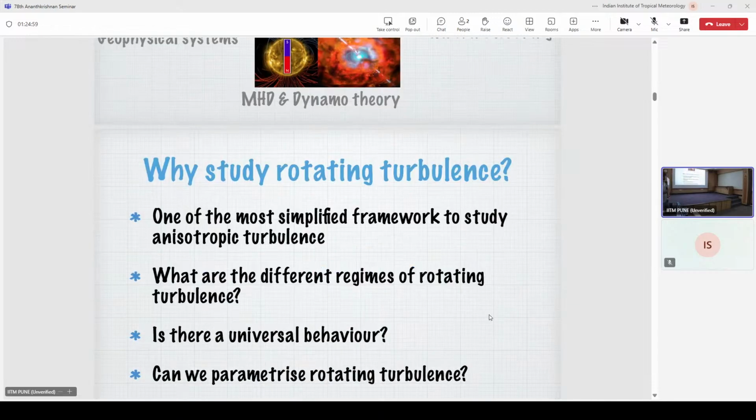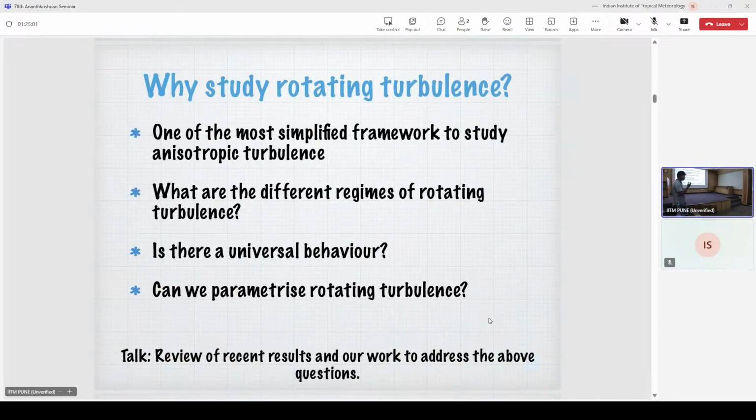Can you go to the next slide? So first question is, why do we study rotating turbulence? The title of the topic is different regimes of rotating turbulence. Why bother with rotating turbulence? Because most Earth, planetary and oceanic flows are very much in the rotating stratified regime. So what is the necessity to study rotating turbulence?